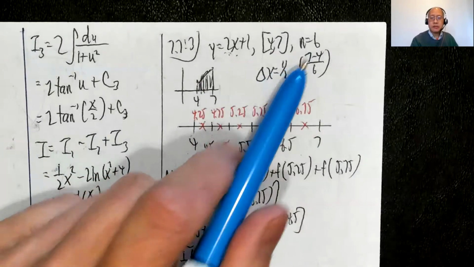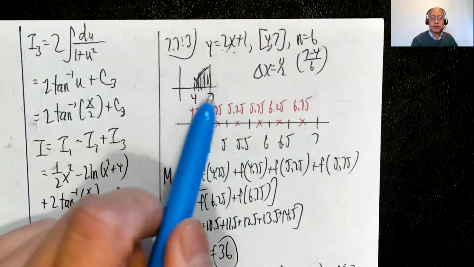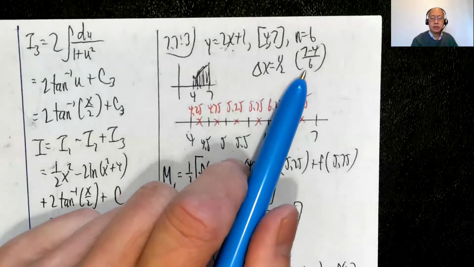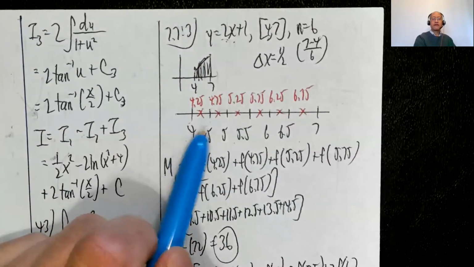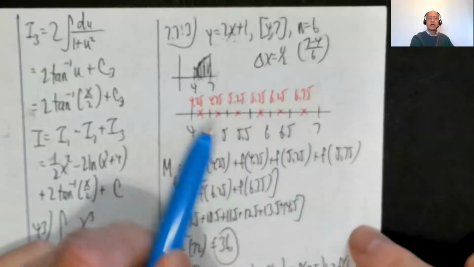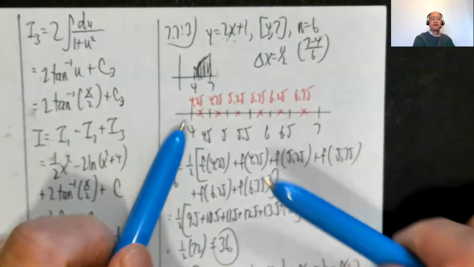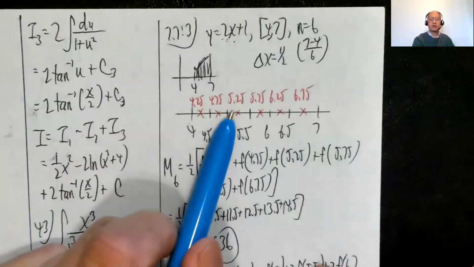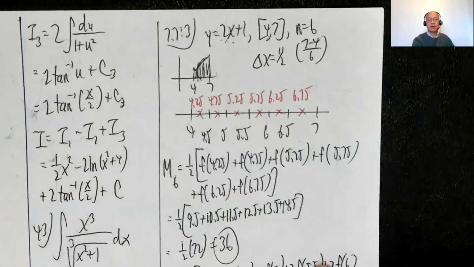Okay, so again, chop it up into 6 pieces. Delta x is 1/2, 7 minus 4 divided by 6. So 4, 4.5, 5, 5.5, 6, 6.5, 7. And then the midpoints, right? 4.25, 4.75, 5.25, all the way up to 6.75.